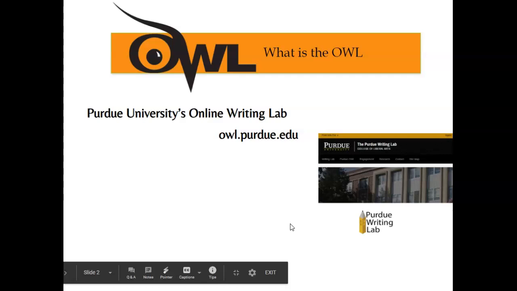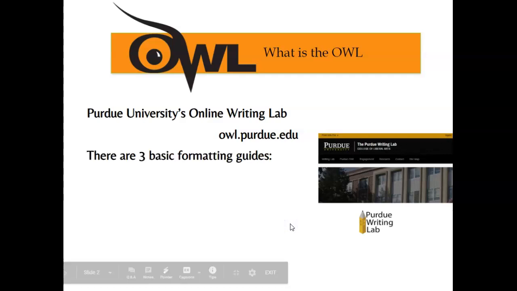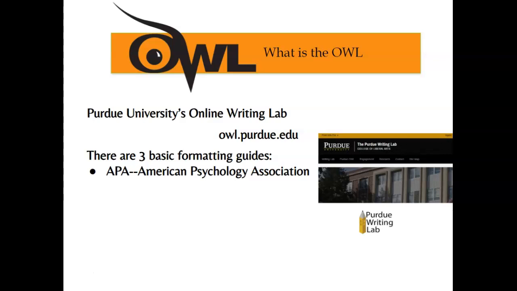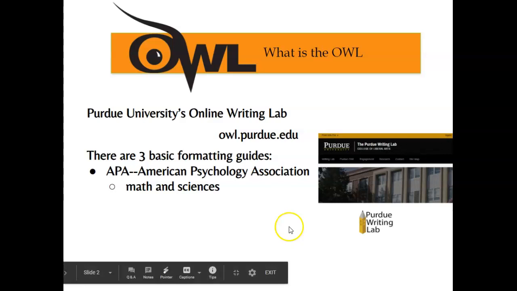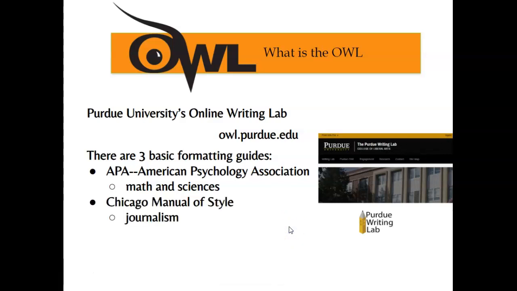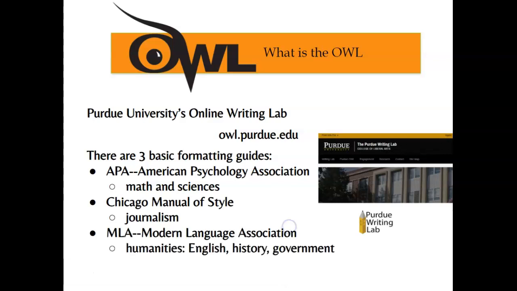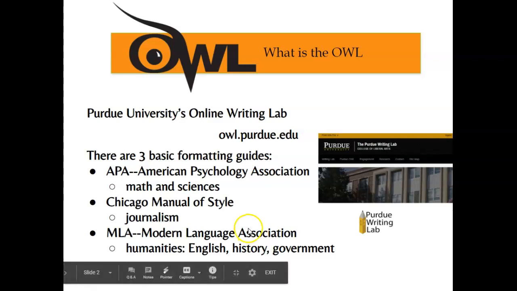There are three basic formatting guides. The APA, or American Psychological Association, is the guide used by math and sciences. The Chicago Manual of Style is the rulebook for journalism, and the MLA, or Modern Language Association, governs publications in the humanities, which include English, history, and government. APA and MLA are fairly similar. As you advance in your college career, you'll eventually have to use both style guides.